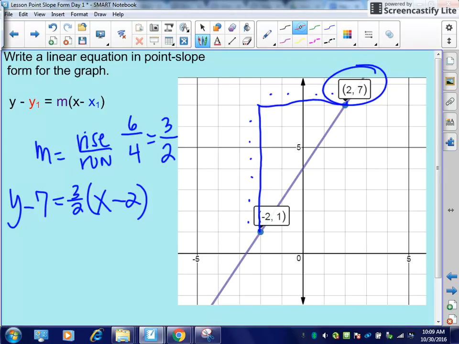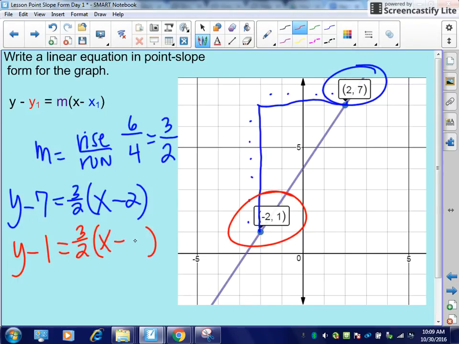Okay, but what if I wanted to use this point down here? This is negative 2, 1. So I'd have to do y minus the y value, which is 1. The slope is still 3/2. Now in this part right here, I'm going to have to do x minus negative 2. And so this is the part that has to be simplified. So my final answer to this one should be y minus 1 equals 3/2 times x plus 2. And you could have either that one or this one. You just need one of them.